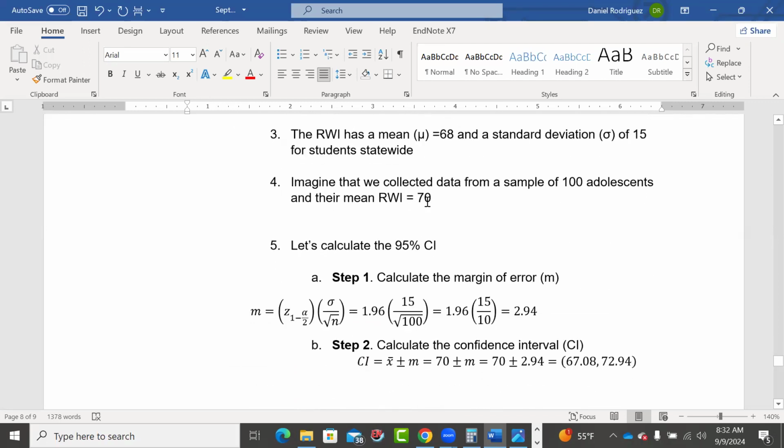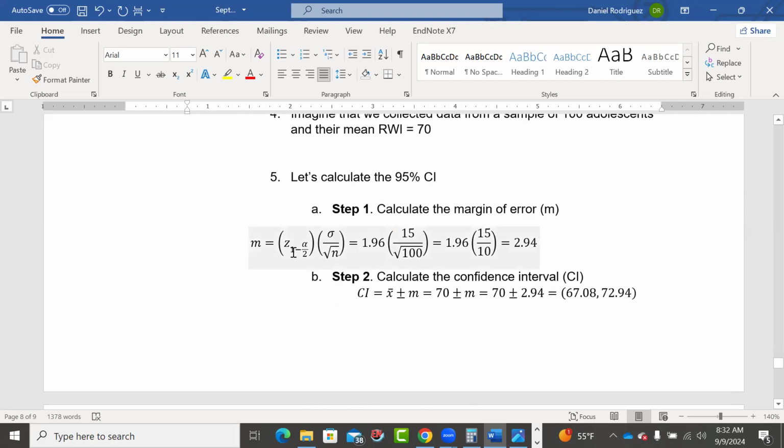So we want to do a confidence interval around the 70. We don't do confidence intervals around the population values. We're doing it around our sample value. All right, so step 1, calculate the margin of error. We have the z of 1 minus alpha over 2. Well, we just did that for alpha of 0.05. If we're looking for a 95% confidence interval, 1 minus 0.95 is 0.05. So that means our alpha is 0.05. So you can remember they're complementary. So we have z of 1 minus alpha over 2 times sigma over the square root of n.